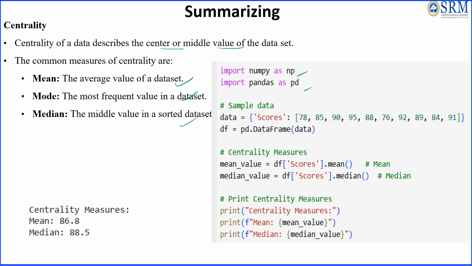And this is the data frame. The data frame has only one column, scores. In that we have given some scores and we have to convert that to a data frame. So now the data frame is ready. On that particular column, you have to apply mean.